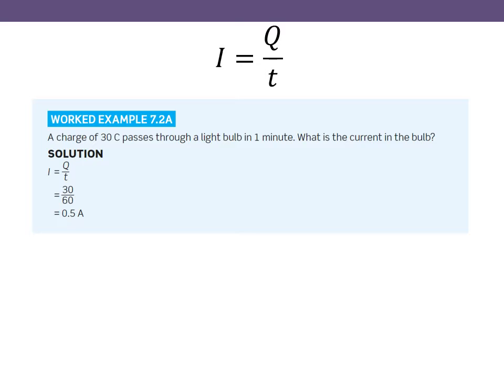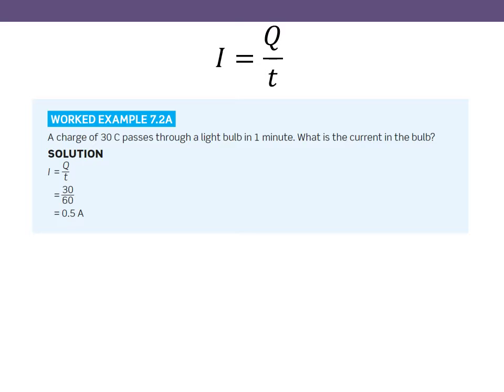Just a worked example, 7.2, which is on page 212 of your textbook. A charge of 30 coulombs passes through a light bulb in 1 minute. What is the current flowing through the bulb? Using the formula I equals Q on T, we have 30 coulombs divided by 1 minute. Make sure we convert our units into seconds, because remember that an amp of current is measuring the coulombs per second. So we've got 30 coulombs divided by 60 seconds, which means there would be half an amp of current flowing through that light bulb.